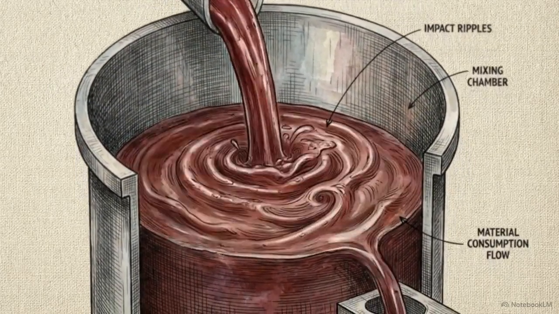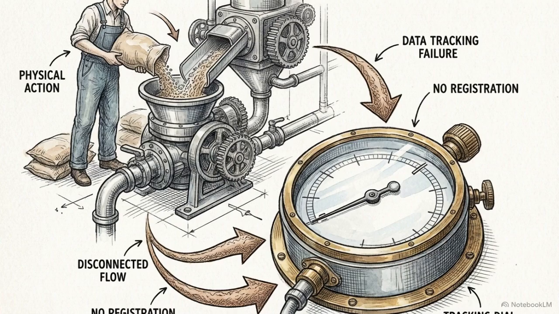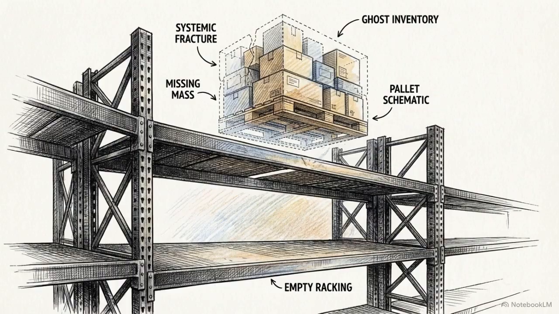Once the batch is bottled and finalized, a closing production-to-stores movement is executed. This yields the new finished goods back into the system, increasing the available inventory of the final product. Without disciplined, timely movements, the physical process outpaces the data. The digital twin fractures, resulting in ghost inventory on the shelves and catastrophic miscalculations in the next MRP run.